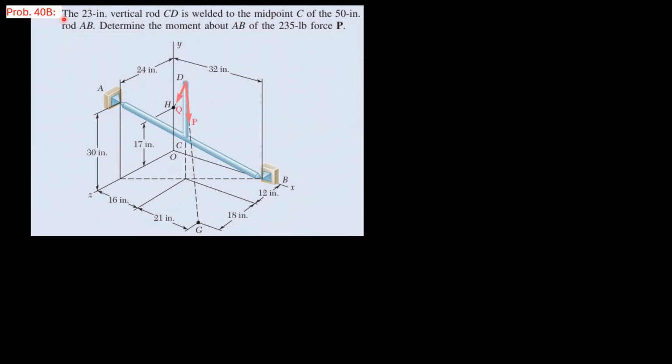Here is problem 40b. There are two cases here, and this is a star problem. The 23-inch vertical rod CD is welded to the midpoint C. So this is the midpoint C. That's why half of 32 inches is 16 inches. So that proves that that's the centroid or the midpoint. Then half of 30 inches is 15 inches. So from C to here, it's 15 inches. And of course, this is 24 inches, so that's why this is 12 inches.